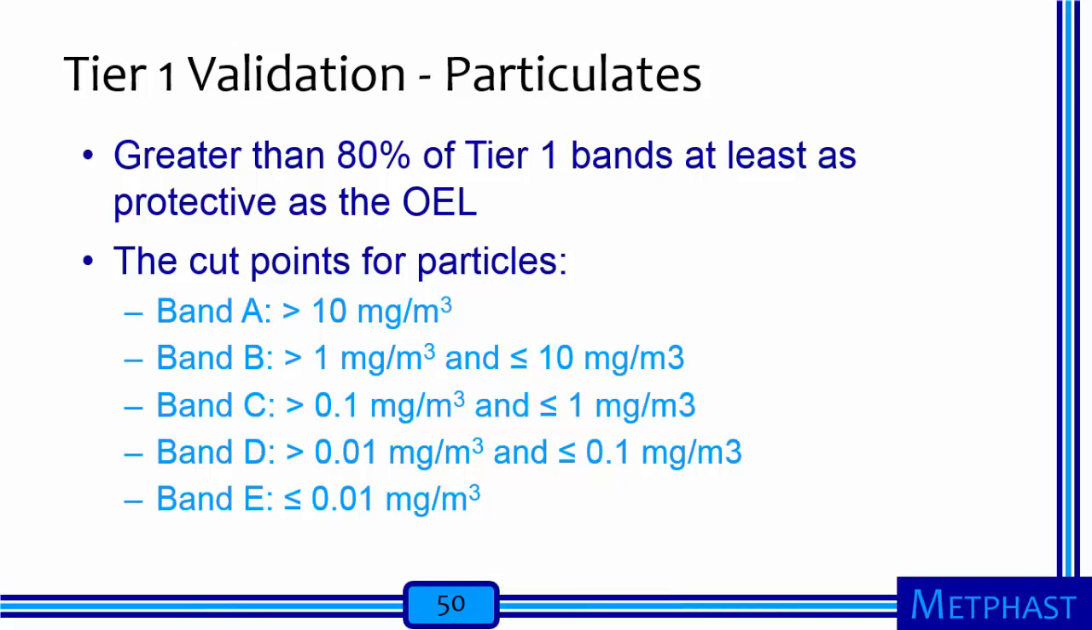The Tier 1 validation criteria for particulates now are that greater than 80% of the Tier 1 bands should be at least as protective as the OEL. The cut points for the particles are band A, greater than 10 milligrams per cubic meter; band B, greater than 1 and less than or equal to 10 milligrams per cubic meter; band C, greater than 0.1 and less than or equal to 1 milligram per cubic meter; band D, greater than 0.01 and less than or equal to 0.1 milligram per cubic meter; and band E, less than or equal to 0.01 milligram per cubic meter.